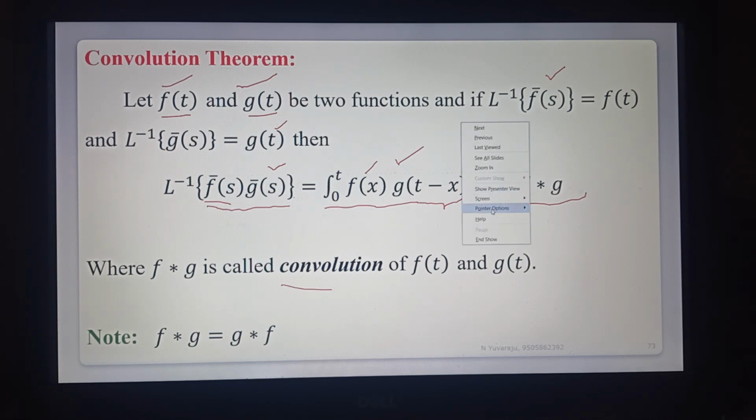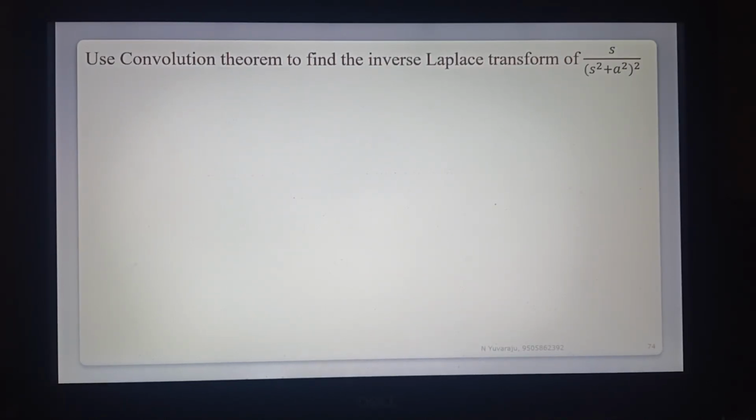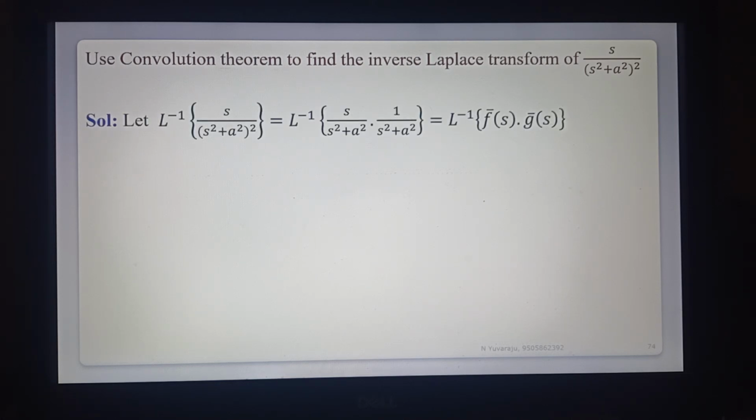See the example here. Use the convolution theorem to find the inverse Laplace transformation of s by (s square plus a square) whole square. Let L inverse of s by (s square plus a square) whole square be equal to L inverse of, separating the two functions, s by (s square plus a square) into 1 by (s square plus a square). Assume this is F(s) and this is G(s).